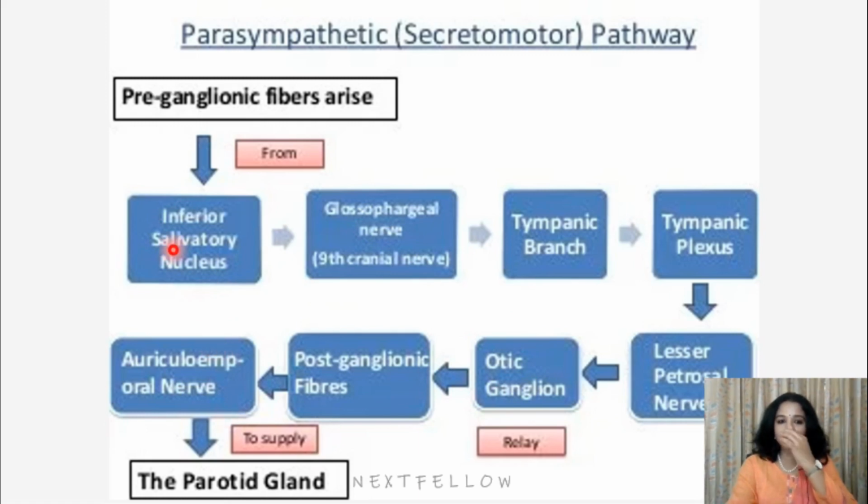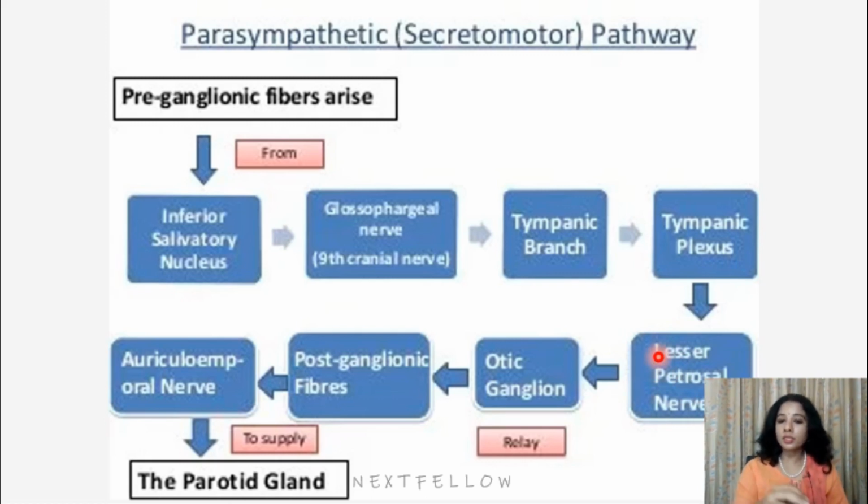Here we can see the parasympathetic pathway. The inferior salivatory nucleus, which is located in the medulla, gives rise to the glossopharyngeal nerve. The fibers continue into the glossopharyngeal, ninth cranial nerve. The ninth cranial nerve gives rise to a nerve called the tympanic branch of glossopharyngeal, which enters the middle ear through a small foramen called the canaliculus for tympanic nerve from the floor of the middle ear, and finally reaches the middle ear to form a plexus called the tympanic plexus. And from the plexus we see a nerve arising, which is called the lesser petrosal nerve.